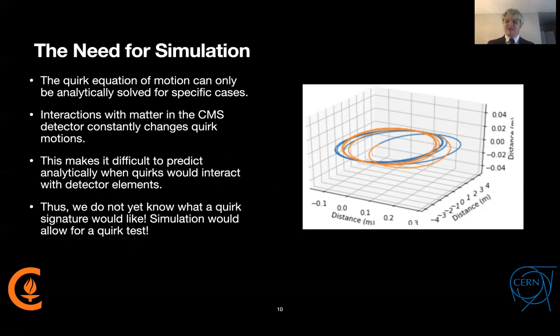What's more is that the interactions with matter inside the detectors cause the external force on the quirk to constantly change, depending on the energy loss due to matter interactions. This makes it impossible to predict analytically when quirks would interact with certain detector elements. If we combine this with the fact that quirk motion is radically different from other particles, we realize we have no clue what a quirk signature would look like in the detector. We need simulation work to figure out what the signature is so we can do a quirk test.